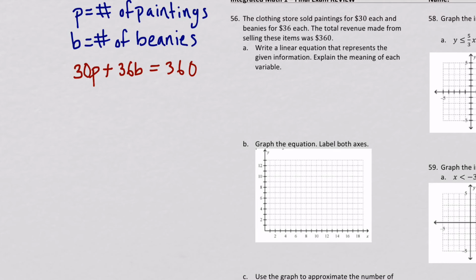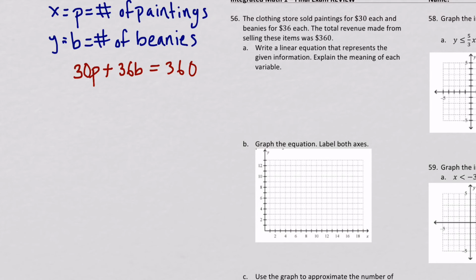Okay, part B says graph the equation and label both axes. So right here, as you can see, in my graph, they used X and Y, right? Not P and B or B and P. So I need to decide which one of these is going to be my X and which one of these is going to be my Y so that I can graph it. Okay, since I see more numbers on the x-axis, I believe I'm going to use X for P, and B will be represented by Y.